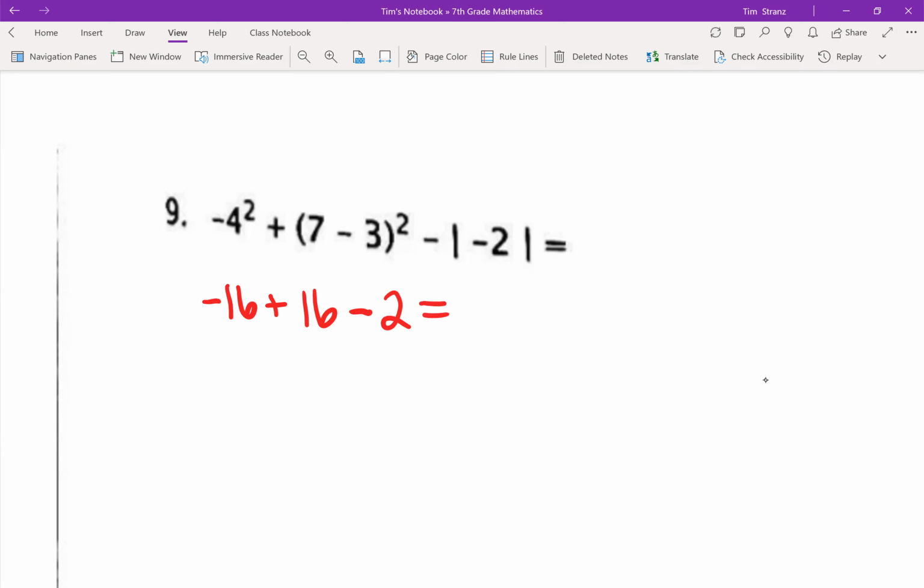All right, now we're just going to add left to right. So -16 plus 16 is 0. 0 minus 2 is going to be a -2 as our answer.